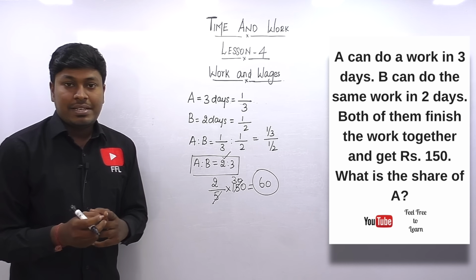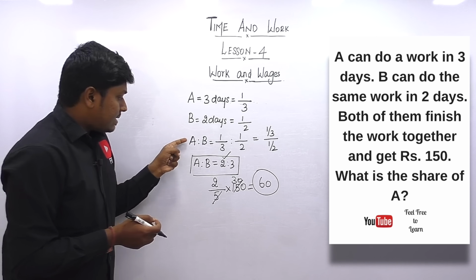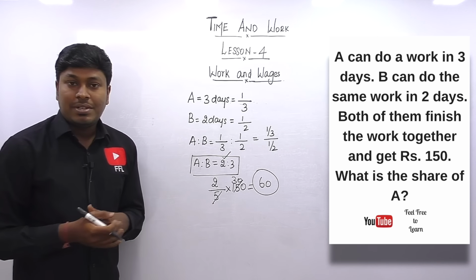So friends, easiest question, follow 3 steps, right? First step, to find the work done by A and B. Second step, we have found the ratio. Third step, we have found the share.